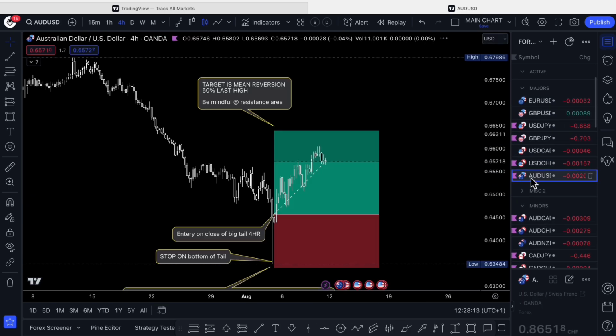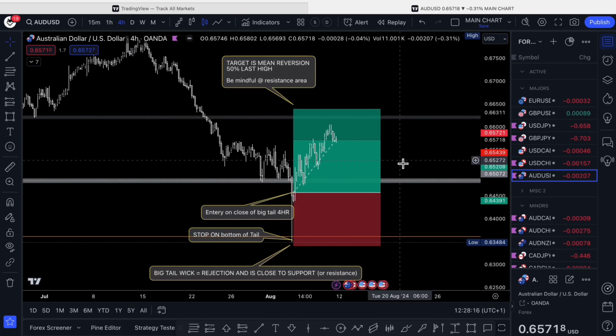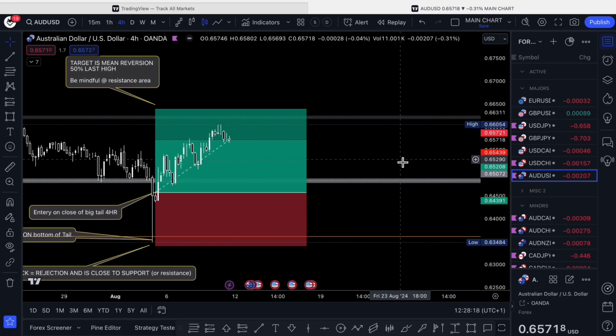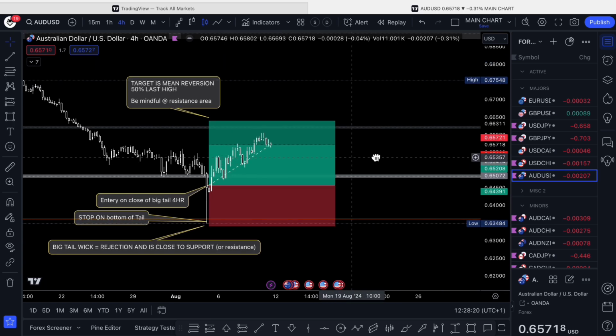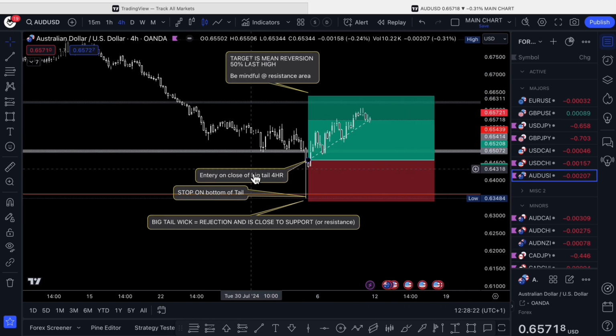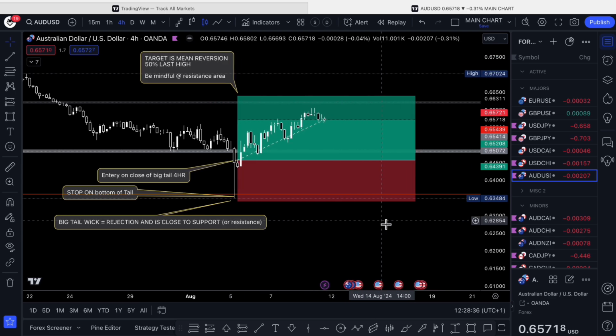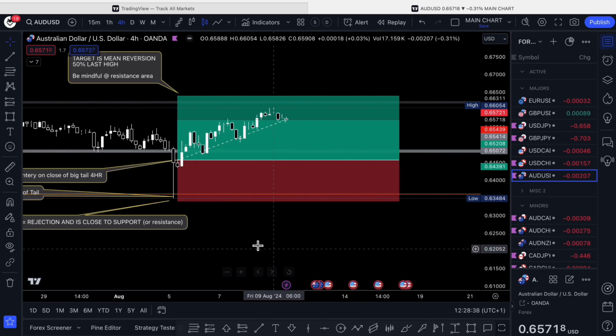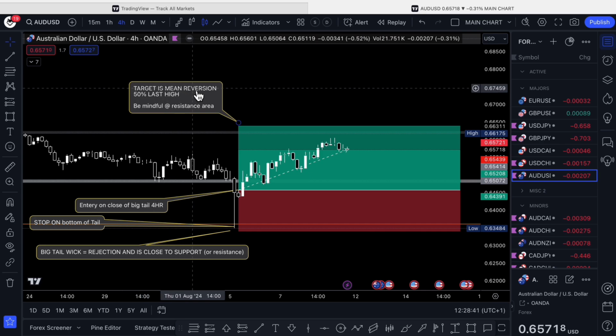So let's come down and check another example here. So this is just a little screenshot we've written out. Entry on close of the big tail on the 4H. Stop loss on the bottom of the tail. The big tail wick is a rejection, and it must be close to support or resistance, or a point of interest. And then our target is the mean reversion 50% from the last high. Be mindful of a resistance area.